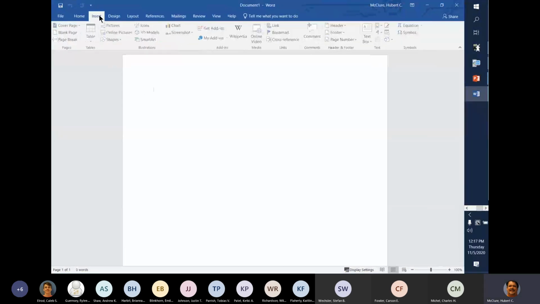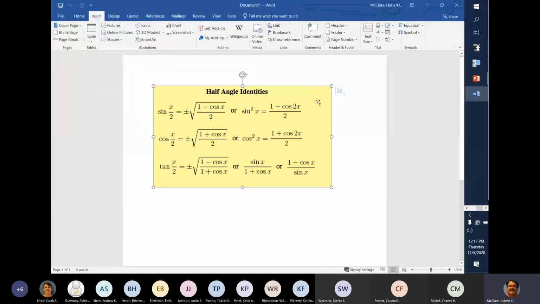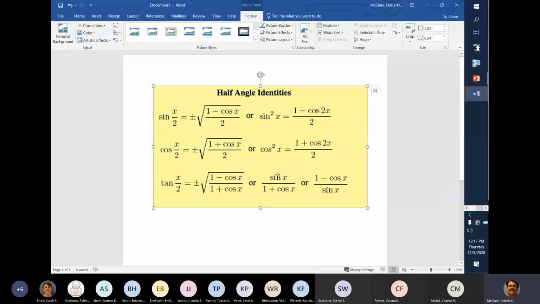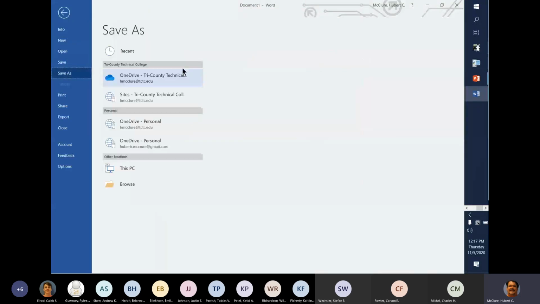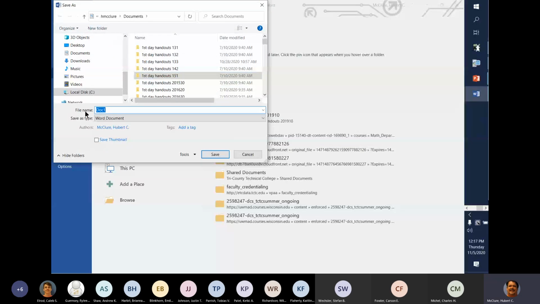Insert picture, download. That might help you a little bit because it shows the derivations where the cheat sheet doesn't show the derivations. You see what I'm saying? Look back at your cheat sheet. I don't think it shows the derivations. So I'm going to save this as documents, and I'm going to call it half number deriv.